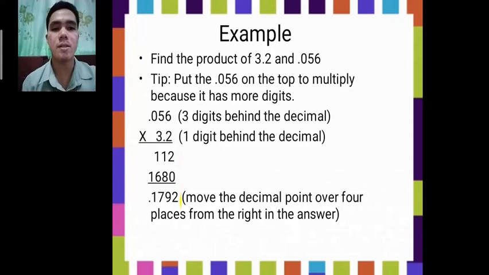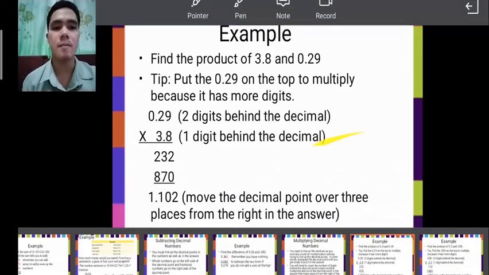2 plus 0, that is 2. 1 plus 8, that is 9. 1 plus 6 is 7. Then bring down 1. So how many places are we going to move? Here we have to add the decimal places. 3 plus 1 is 4. So from the right side of the answer, you have to move 4 times. 1, 2, 3, 4. So this will be the position of our decimal point.